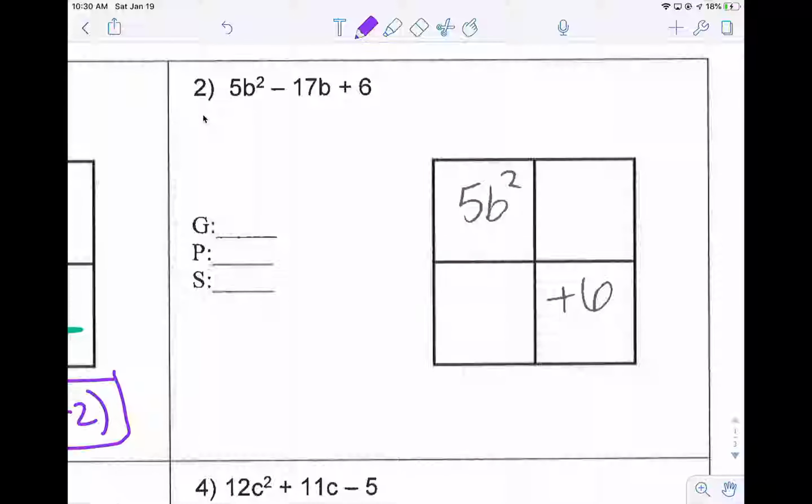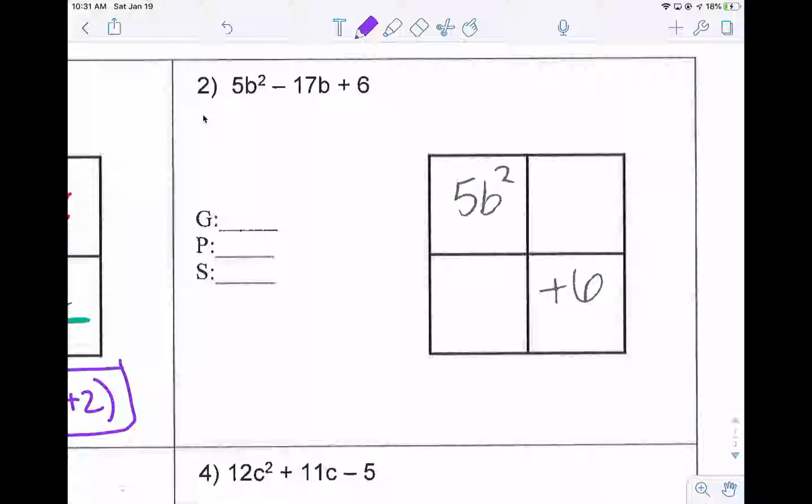So problem 2, 5b squared minus 17b plus 6. 17 is prime, 5 is prime, so there is not a GCF. Now, you might want to check with your teacher. Some of the teachers are wanting their students to put 1 because 1 is common in everything. But I'm telling my students to write none, because if they write none, then that reminds you that there is nothing that you need to take out. Whereas if you write 1, sometimes 1 can look like a 4 or a 7 or something weird, and then you might feel like you needed to take something out.